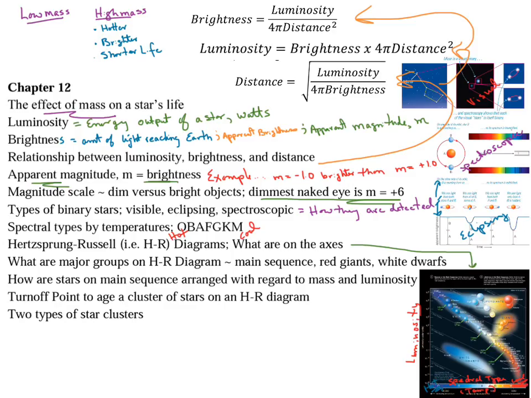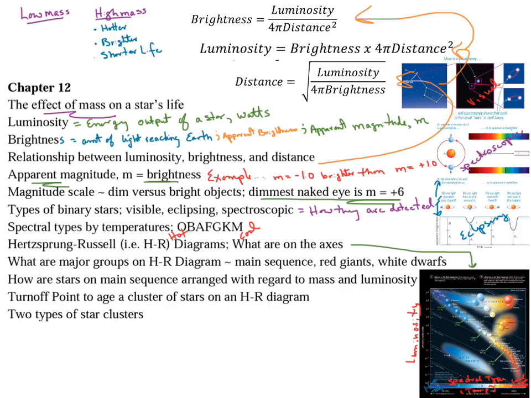HR diagrams are great. You'll need to know what's on the axes. So the y-axis is luminosity, and actually we're going to see that absolute magnitude and luminosity kind of go hand in hand, so we can put either one along the y-axis, how much energy it's putting out, and along the x-axis we have temperature. So those two things, temperature and spectral type, actually go together. Let's see, those are on the axes.